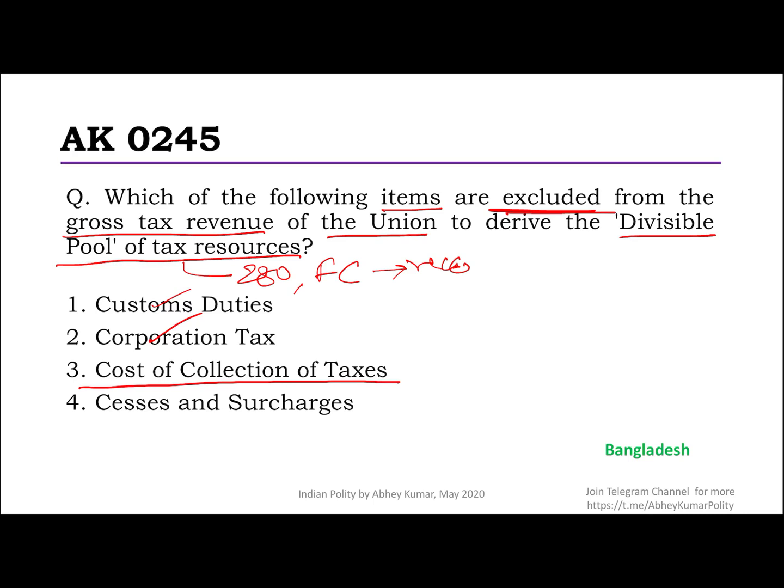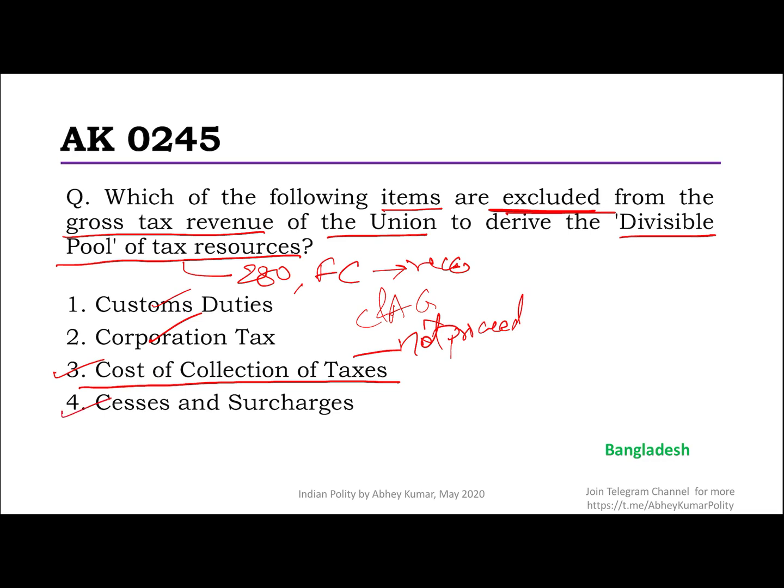Okay, now the cost of collection of tax definitely has to be taken out, because that is not going to be a revenue for the union, so it will be an unnecessary burden. So it's taken out, and that is exactly what is called the net proceeds of the taxes, which is certified by the Comptroller and Auditor General of India, which is actually a question coming up later in the following videos.